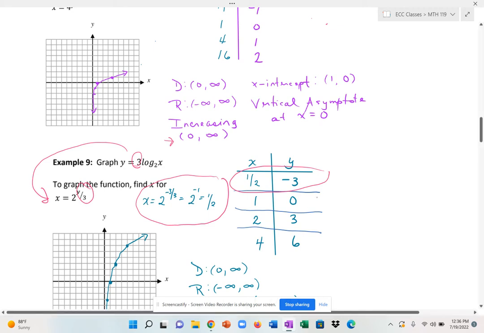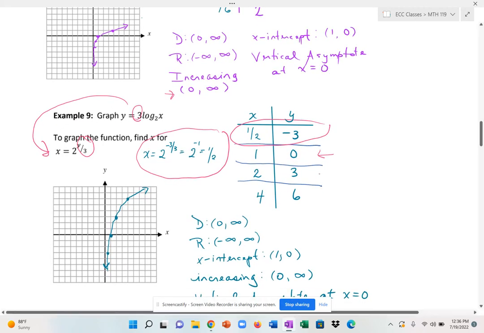When you plug in 0, you'll get 1. Again, that's your x-intercept. When I plug in 3, you'll just get 2 to the first power. That's 2. When you plug in 6, you'll get 2 to the second power, and that is equal to 4. So all of those points are plotted here.